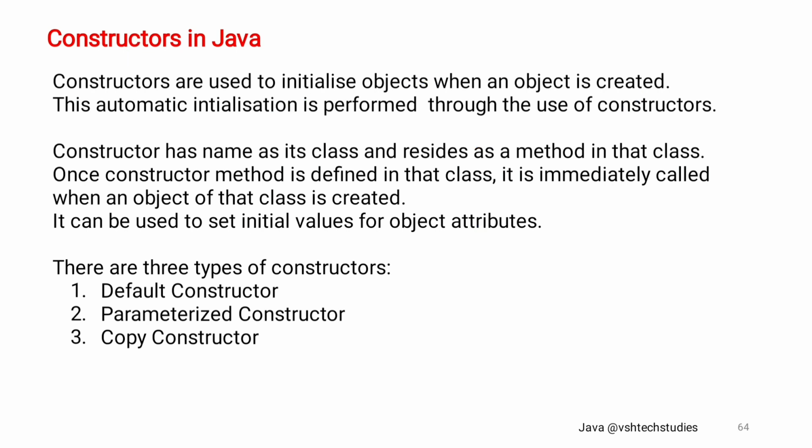Next, what are the different types of constructors? In Java, there are 3 types of constructors. The first one is the default constructor, the second one is the parameterized constructor, and the third one is the copy constructor. In the question, any 2 constructors are asked, but we shall discuss all the 3.